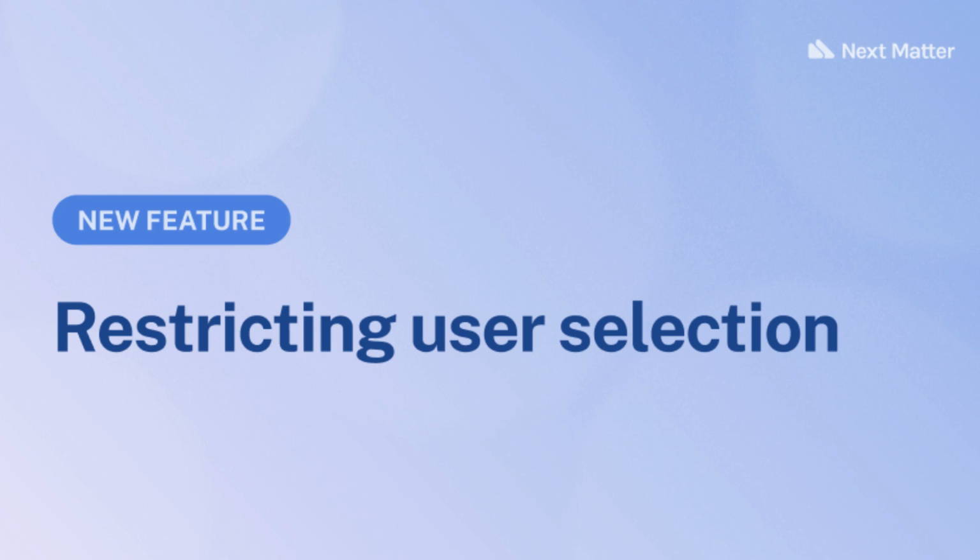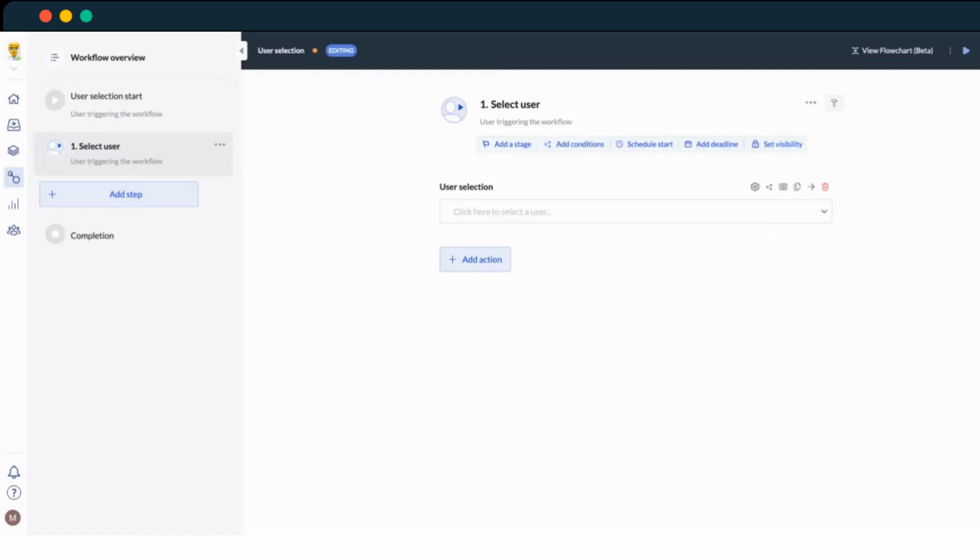Welcome to NextMatter Tutorials. In this video, I want to show you how to restrict user selection. If there are many people in your organization, the user selection list might be a long one. So scrolling to find the right person might take time and be prone to mistakes, especially that the list contains teams and users together.